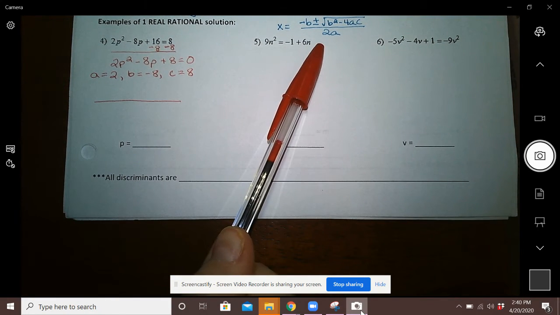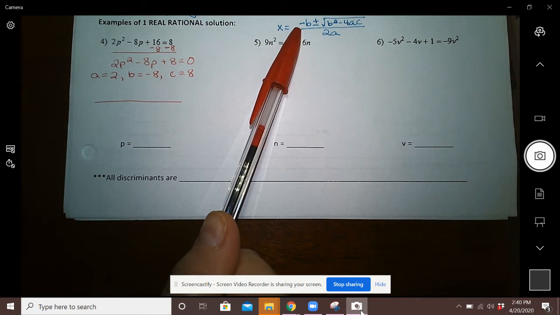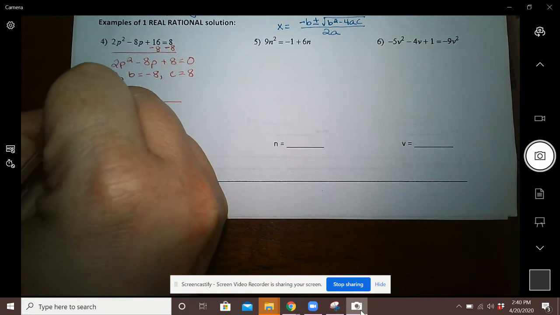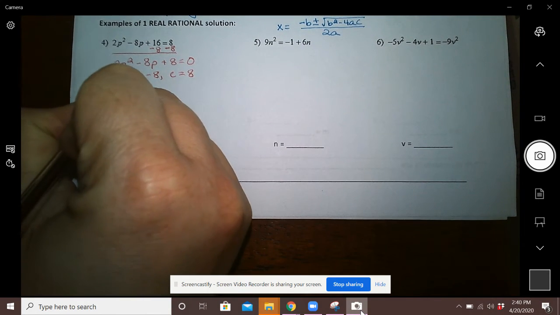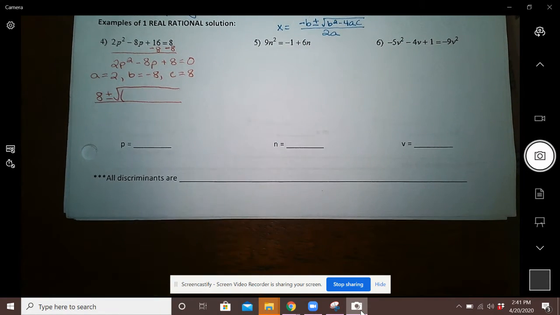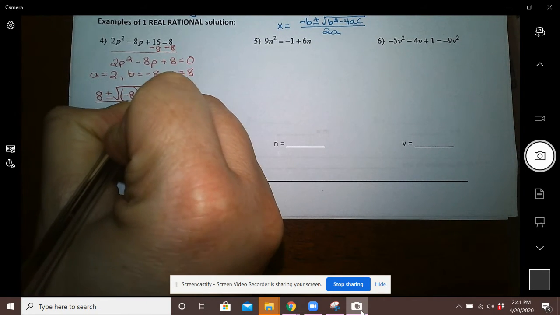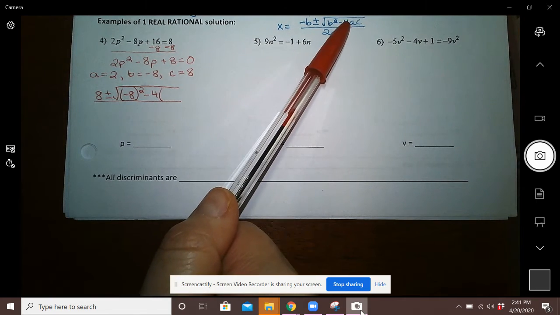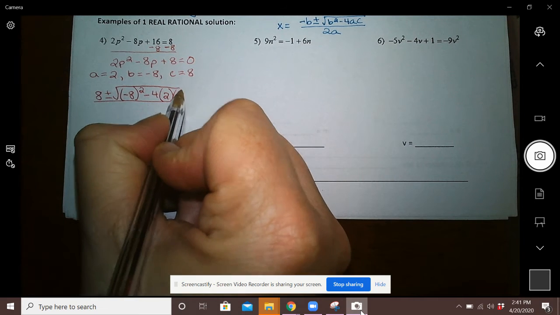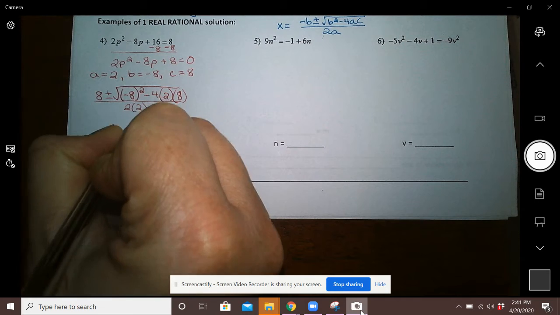Now I've jotted down the quadratic formula here for us to follow. It calls for negative b. So if b is already a negative 8, the negative of a negative is positive 8. Plus or minus a big square root. Next comes b squared, so I'm putting that negative 8 in parentheses, minus 4 times an a value of 2, and then a c value of positive 8, all over 2 times a, so 2 times 2.